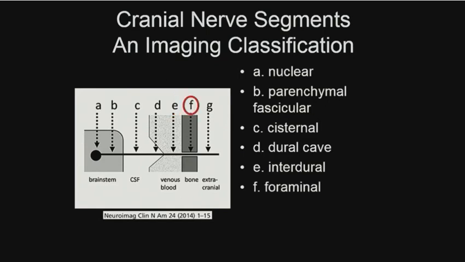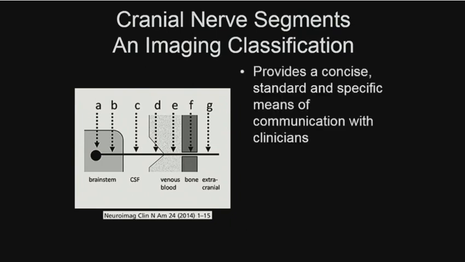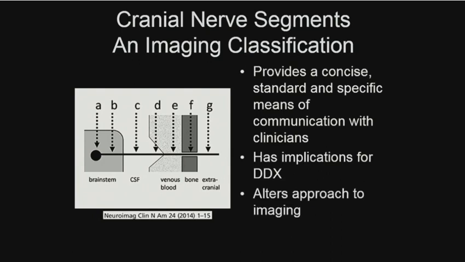The nerve then has to get out of the skull, passing through the bony canal through the F or foraminal segment into the G or extraforaminal segment outside of the skull. And we can refer to the segments of the cranial nerves by shorthand with the cranial nerve number and that extension after the period. This allows us to provide a concise and standardized means of communication with our clinicians. And it has implications for differential diagnosis and can alter our imaging approach to visualizing the part of the cranial nerve that we're interested in.